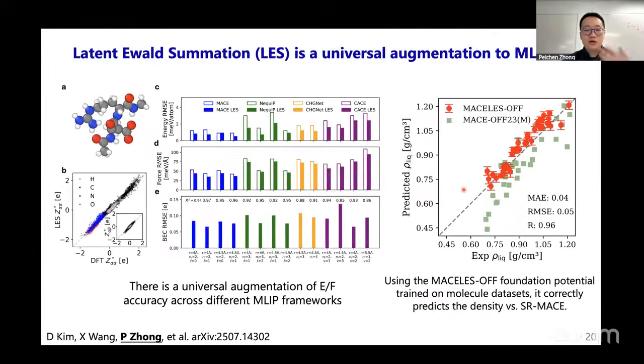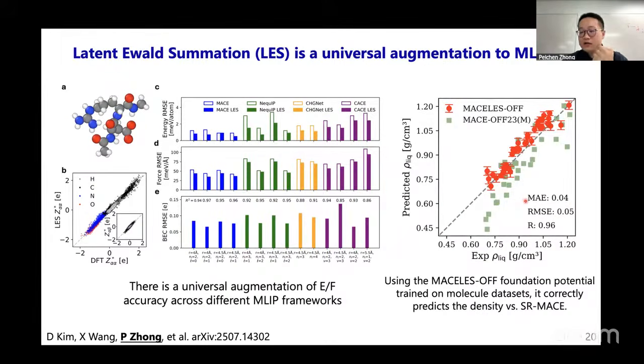And finally, the latent Ewald summation, as an augmentation way to introduce long-range and charge information, is universal. So in this test, we check mainstream machine learning potentials such as MACE, NequIP, and CHGNet. We see there is a systematic drop in energy and force error, and for all of the machine learning potential models, that shows the capability to infer the Born effective charge.